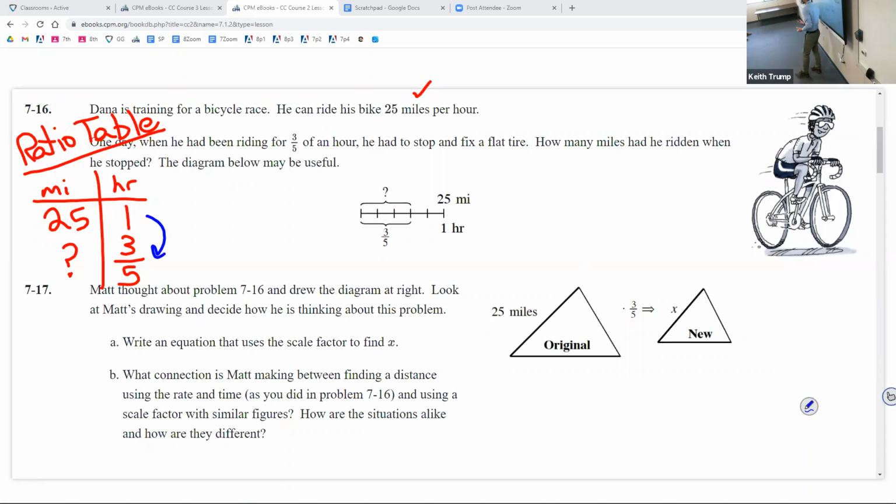What do I multiply or divide by to get from 1 to 3/5? This is gonna sound kind of crazy, but all I have to do is multiply by 3/5. 1 times 3/5 equals 3/5. So the way to solve this with the ratio table is 25 times 3/5.